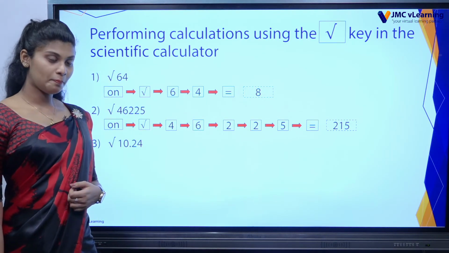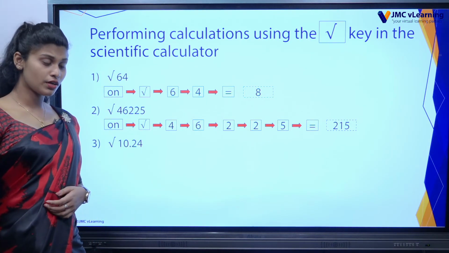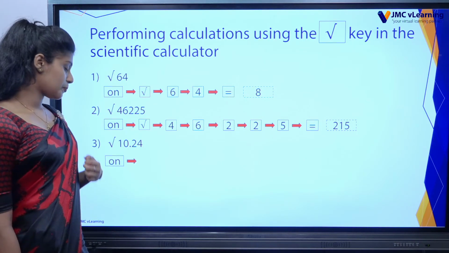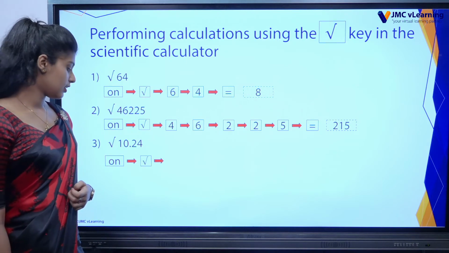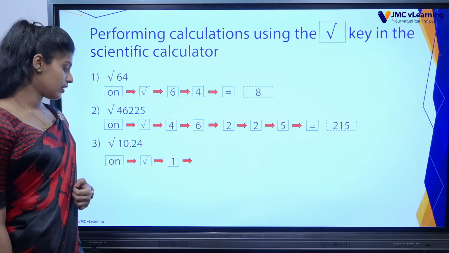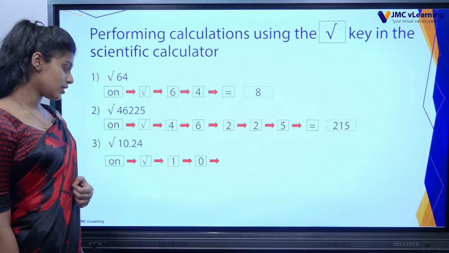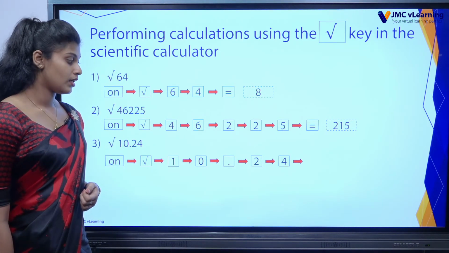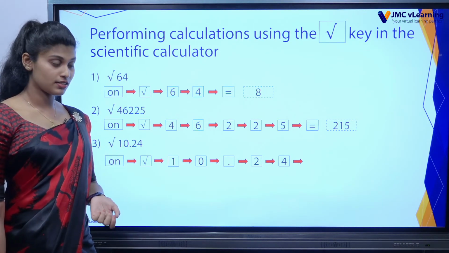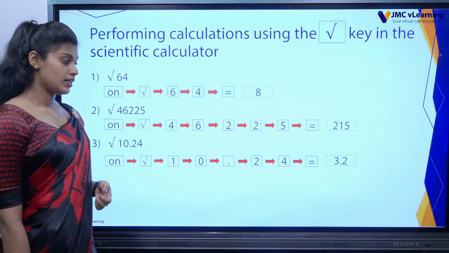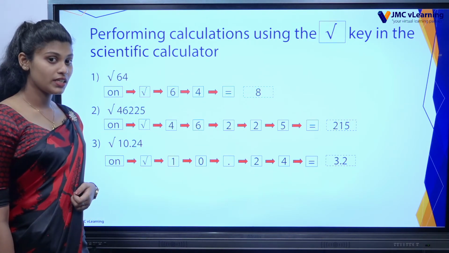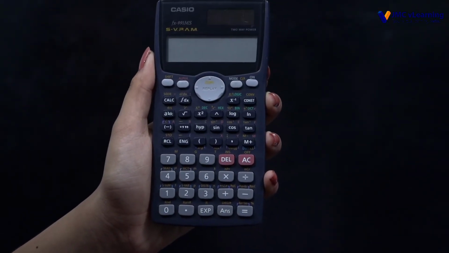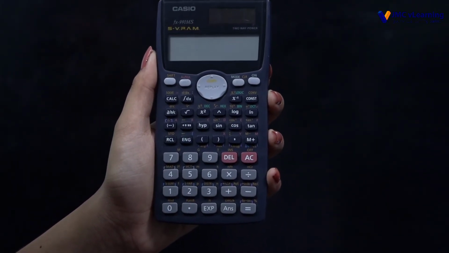Another example, the square root of 10.24. Let's press the on key first, then the square root key, then 1, then 0, decimal point, then 2, then 4. To take the answer, let's press the result key. The result is 3.2.